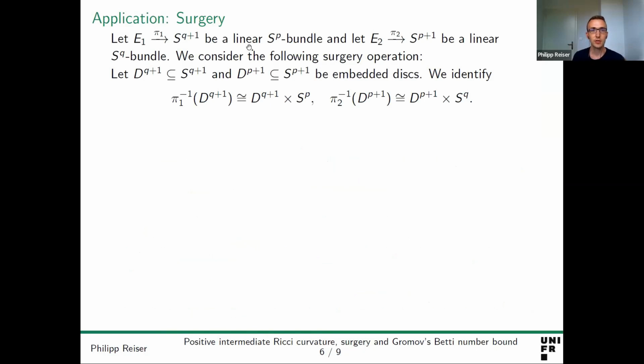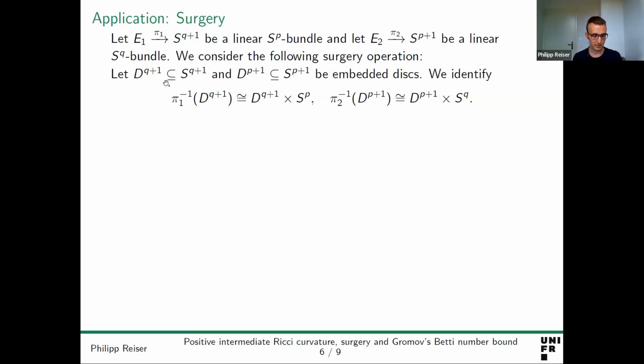Given two linear sphere bundles, this is the first one. We assume that the base is a sphere here. So here we have base the q plus 1 sphere and fiber the p sphere. And for the other sphere bundle, we want the dimensions to be swapped, in the sense that the base is the p plus 1 sphere and the fiber is the q sphere. And then if we have embedded disks in each fiber, for now it doesn't matter how we embed them, just some embedded disks.